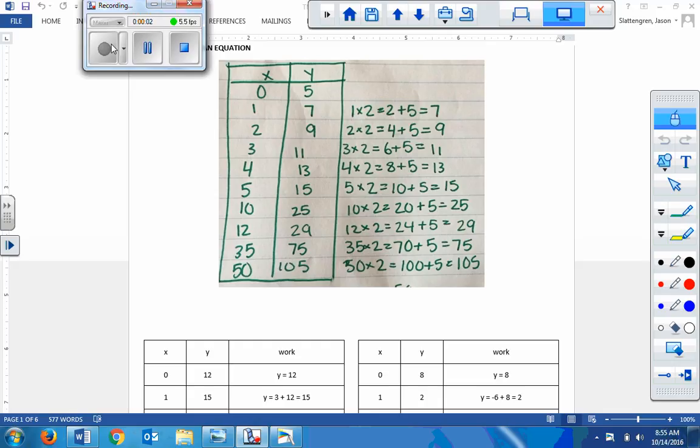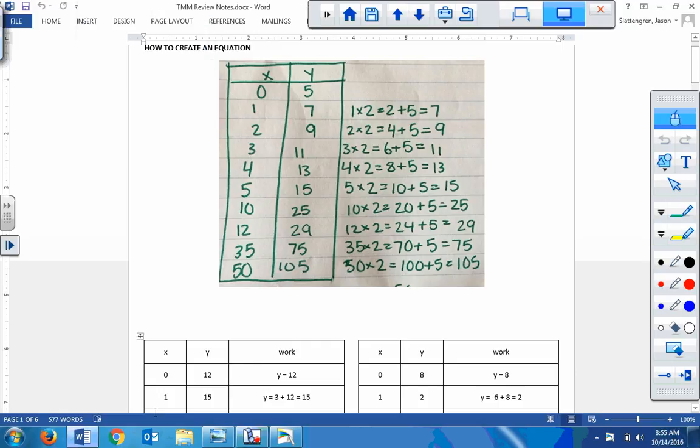Hello, this is Mr. S, and let's talk about how you make equations. Fun, fun, fun. Math rocks. All right, so what we saw is this pattern.